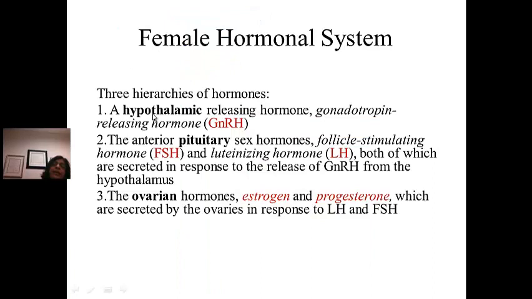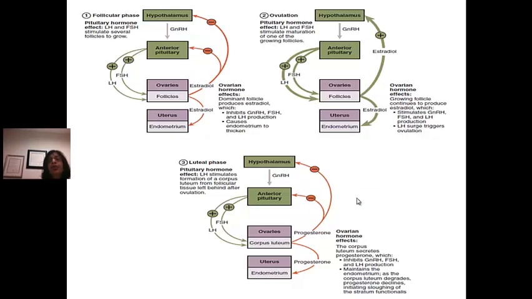So the same thing is summarized in some of these slides. Three hierarchies of hormones: hypothalamic GnRH, anterior pituitary LH and FSH, in response to increasing GnRH, which then trigger the production of ovarian hormones, estrogen and progesterone. The hormone situation is all shown in different phases here.